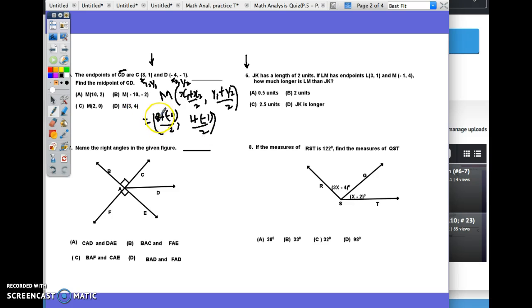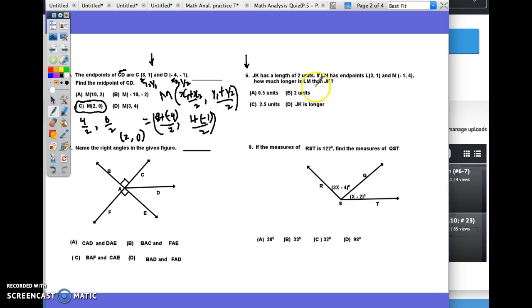So 8 plus -4, or 8 minus 4, would be 4, divided by 2. And the y coordinate would be 1 plus -1, or 1 minus 1, which would be 0, 0 over 2. So the coordinates of the midpoint would be 4 divided by 2, or 2, comma, 0 divided by anything is 0. So that would be our answer there.